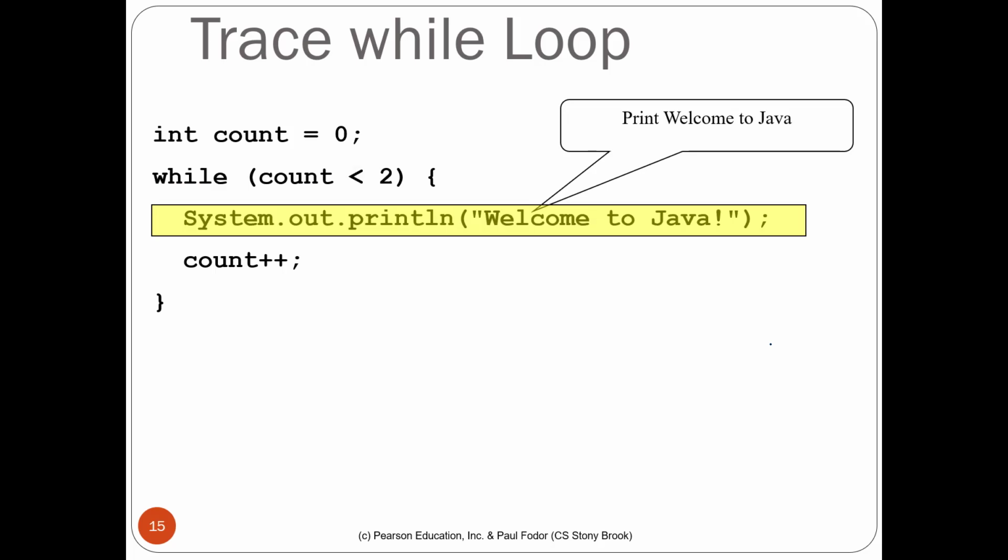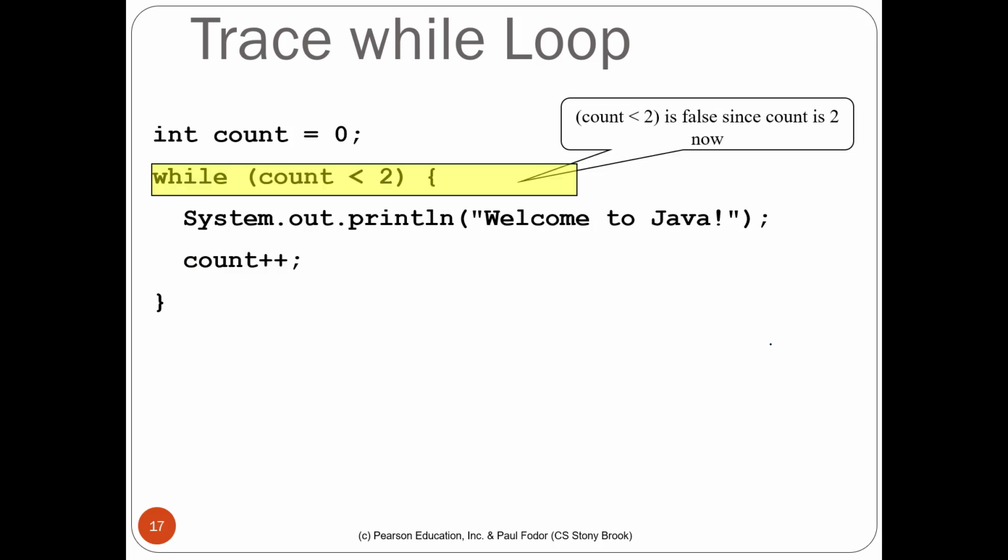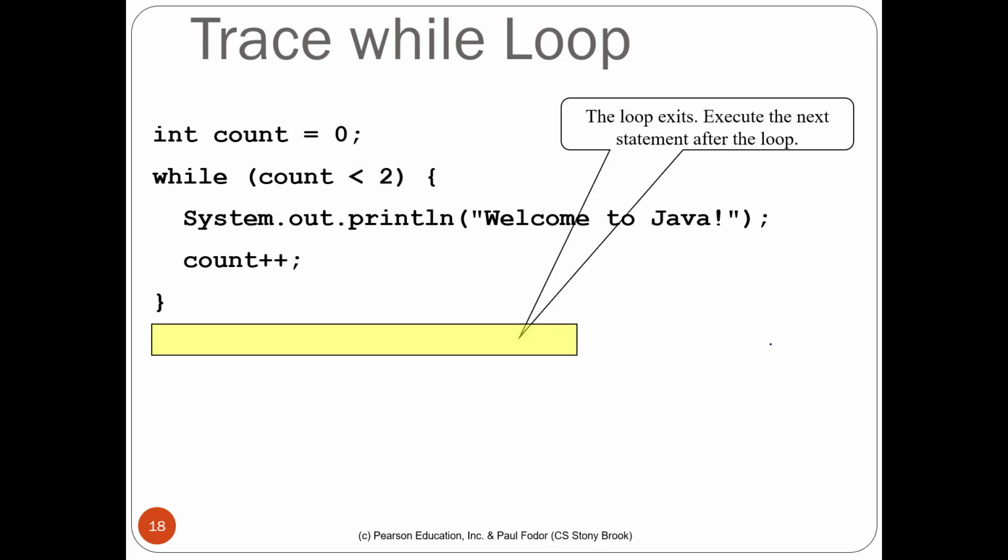Well, you print this statement welcome to Java a second time, and then you increment count. When you increment count, now the count is 2. Well, you have to go back to the while. You check this condition. Is 2 less than 2? Because count has the value 2 now. Is 2 less than 2? Unfortunately not. Count is equal to 2. So it will take you out of the while loop.